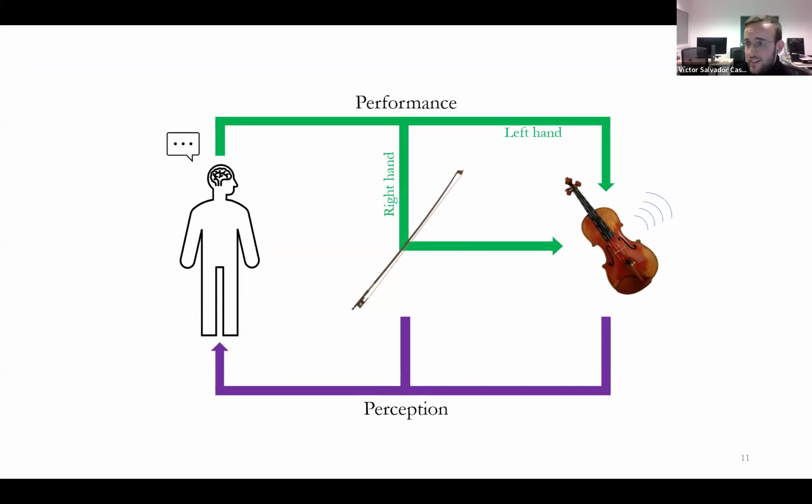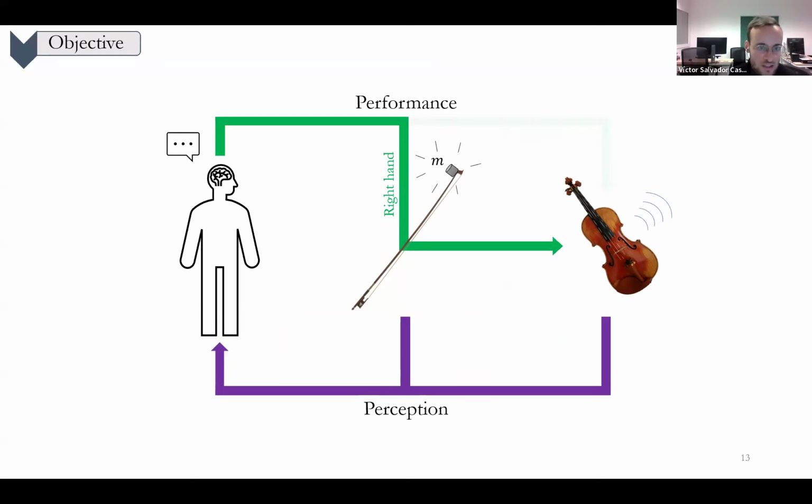So we estimate that the influence of mass distribution of the bow is not very big to the left hand performance. So we will simplify our system by taking this hand apart. And our objective is to see how, when we change or modify the mass distribution of the bow, the violinist changes his or her way of playing, his or her performance, and if there are changes in the perception of the bow qualities.